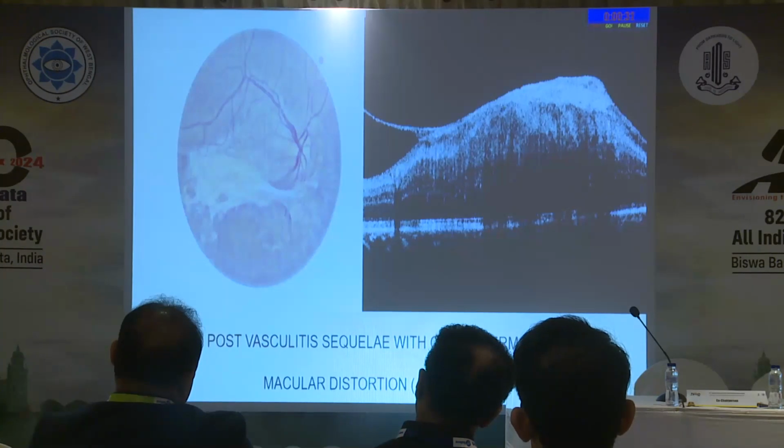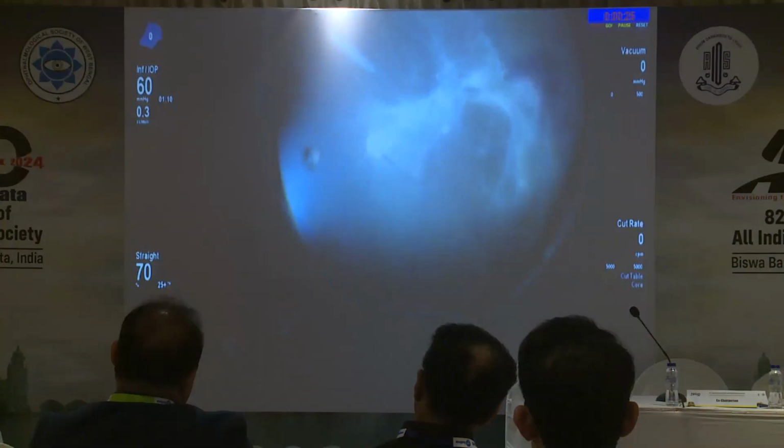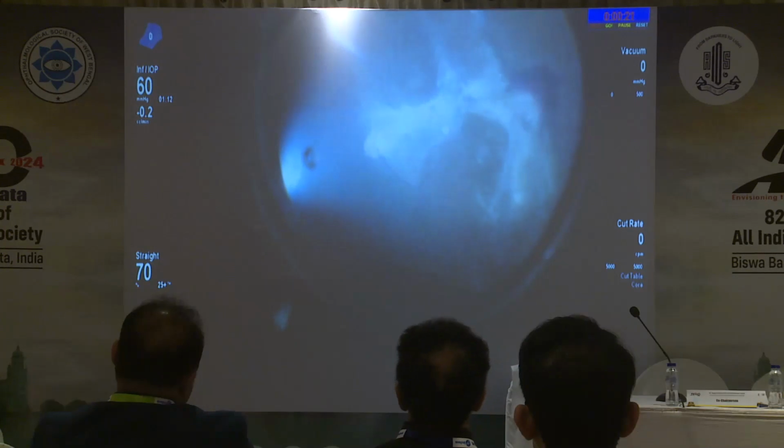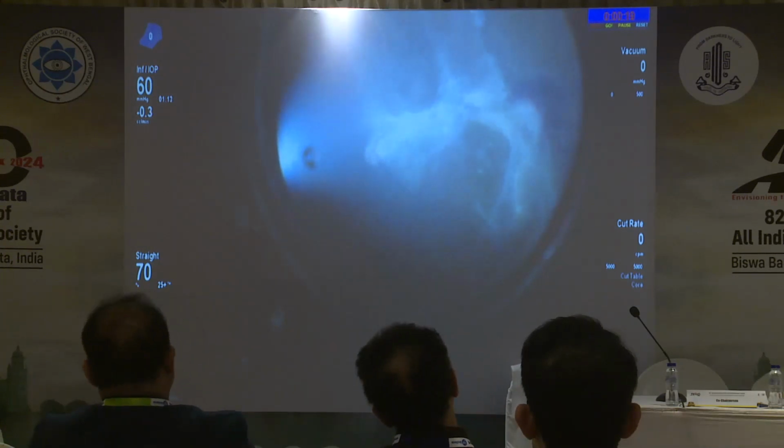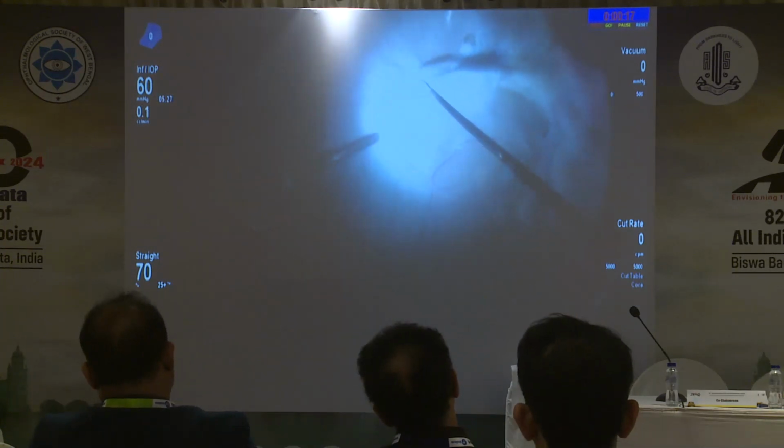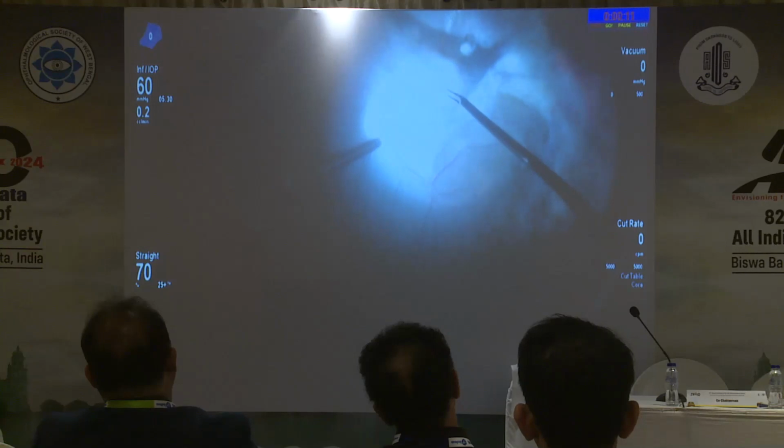In these cases, what I do is I inject the tPA 24 hours prior to planning an ERM removal. And this is an unedited video just to show the ease and the speed and the lift of the ERM. This is how tight the ERM looked, but when I tried to pull it off without almost any traction on the retina, it simply lifted off like this from the macula.